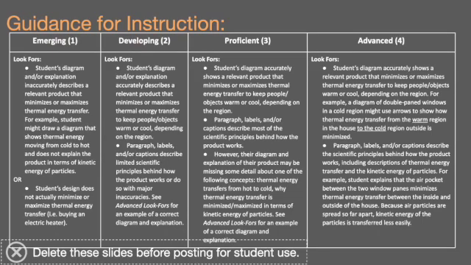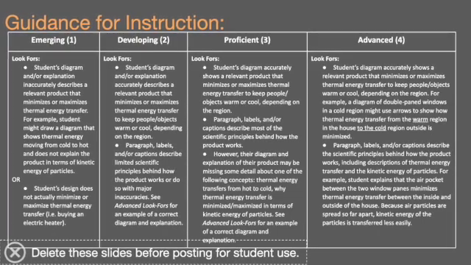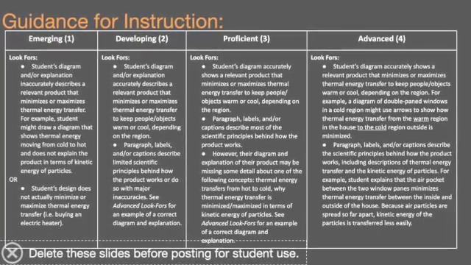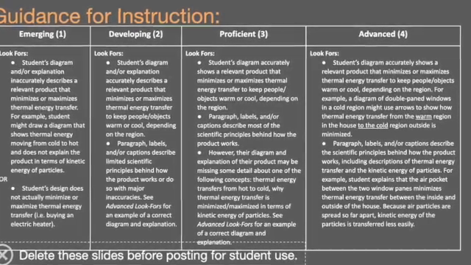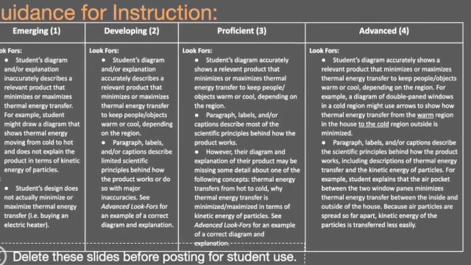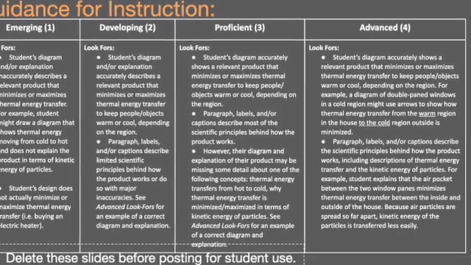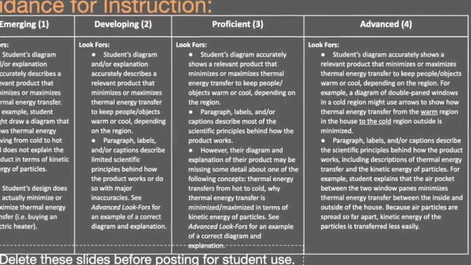The teacher's guide to the unit, as well as the slides for day 60, provide some helpful look-fors with the rubric. For example, to tell if a group's work scores at the proficient level, look to see if the diagram actually shows a product that minimizes or maximizes thermal energy transfer.